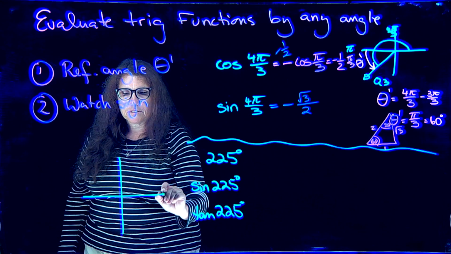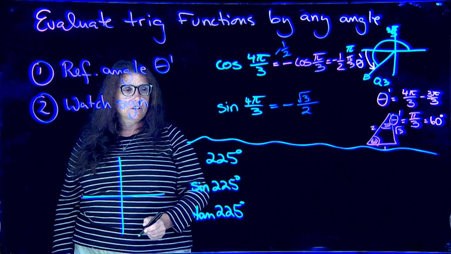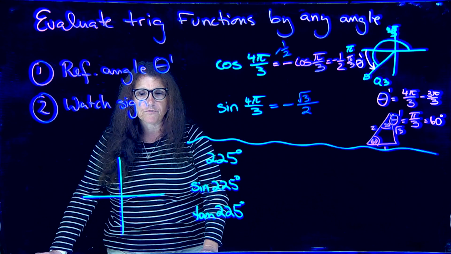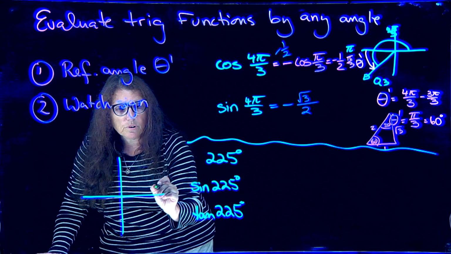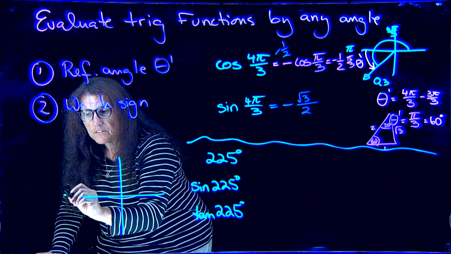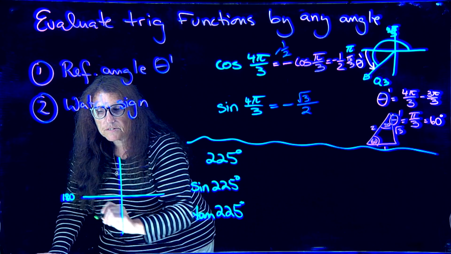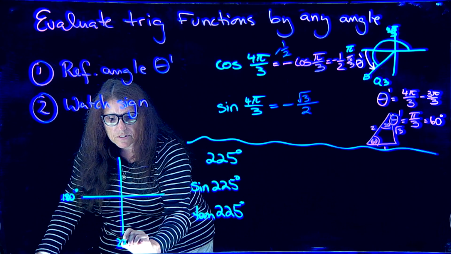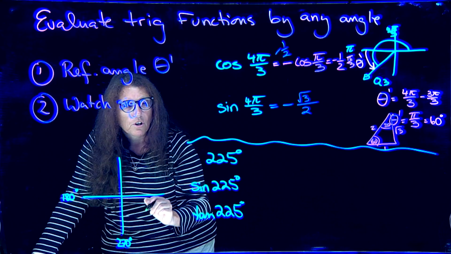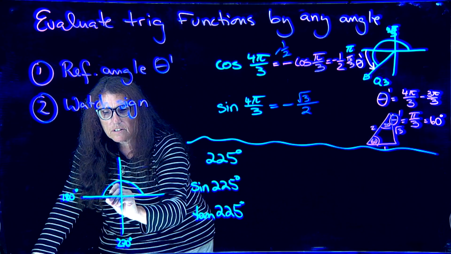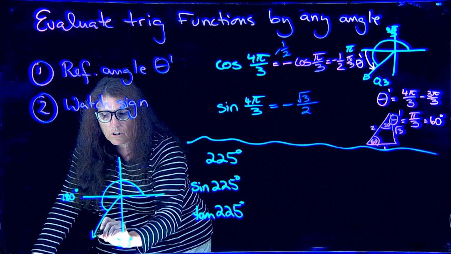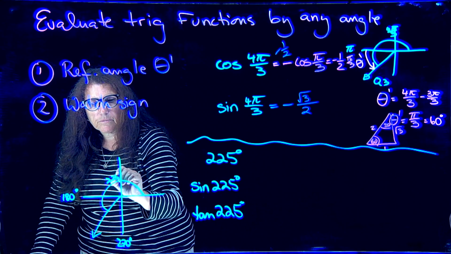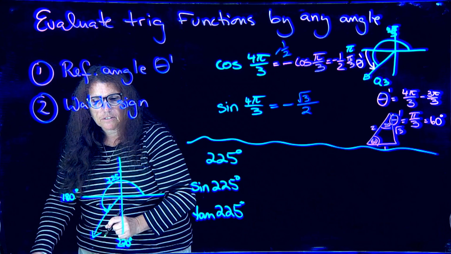We have 225 degrees. Again, it's always a good idea to make yourself a little sketch and see what kind of reference angle we have here. We have 225 degrees. If we are in degree mode, then the straight angle is 180 degrees, and we have 270 degrees. So 225 is also in quadrant 3.